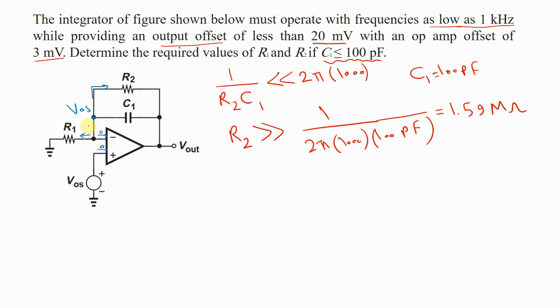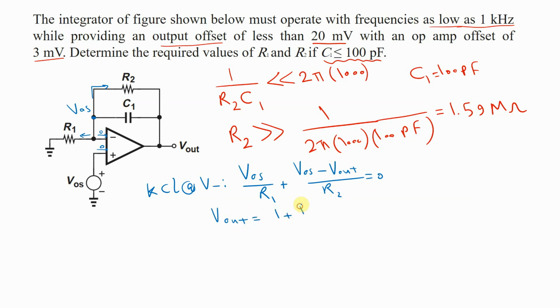Using KCL at V minus of the OpAmp, the addition of this current and this current is equal to 0. So this is VOS divided by R1 plus VOS minus V out divided by R2, equal to 0. By simple math, you can calculate V out equals 1 plus R2 divided by R1 times VOS.